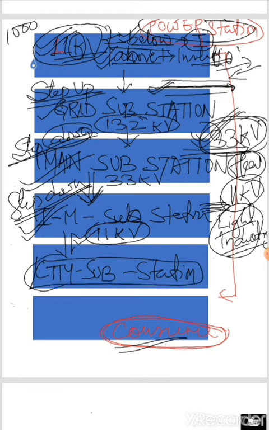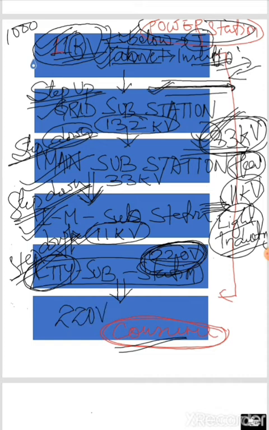Now when we hear the word city, it has come near to us. So at the city, again a step down transformer is used to step down from 11 kilovolt to 220 volt. Understand? So from 11 kilovolt, the power is now dropped to 220 volt. That 220 volt is the electrical energy that is reaching to us, that is to the consumer.